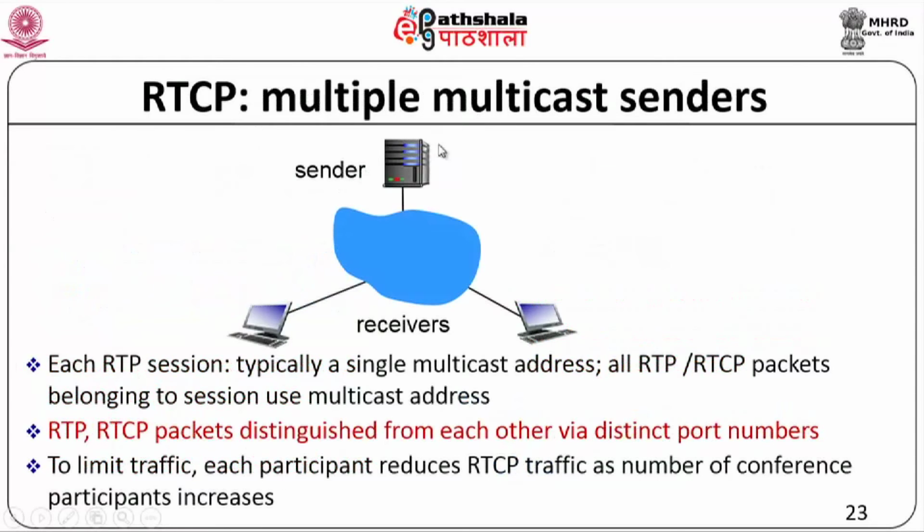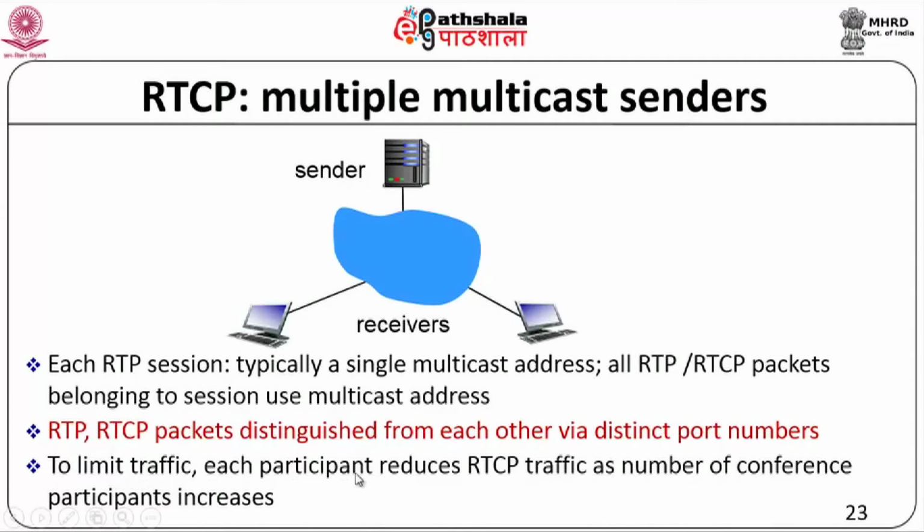And when you have multiple multicast senders, each RTP session will typically be a single multicast address, and all RTP and RTCP packets belonging to the session use that same multicast address. So in a multicasting session, that is what will happen. RTP and RTCP packets are distinguished from each other via distinct port numbers. We saw that RTCP will always use one number more than the port number used by RTP.